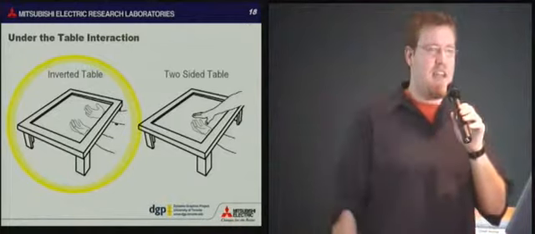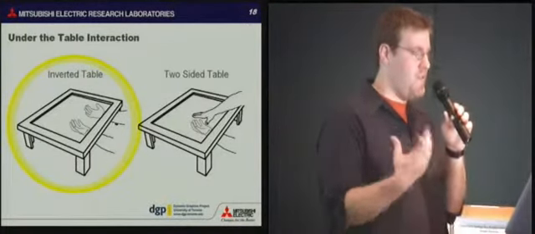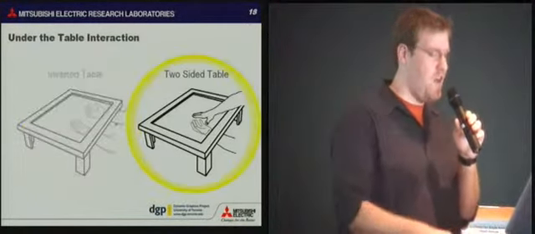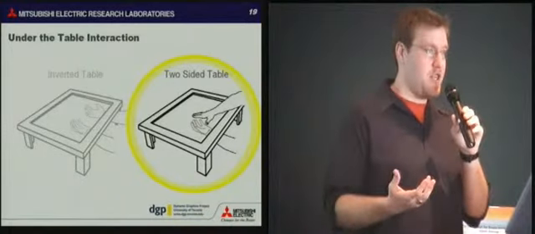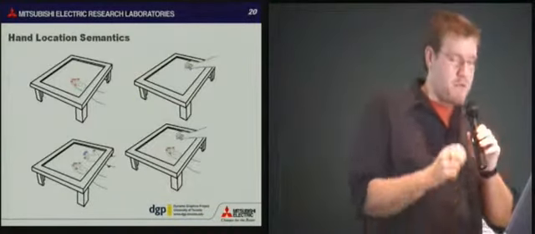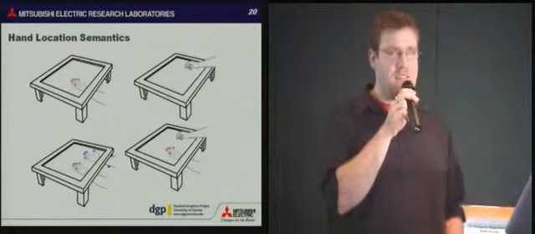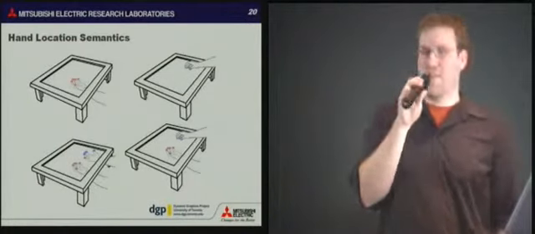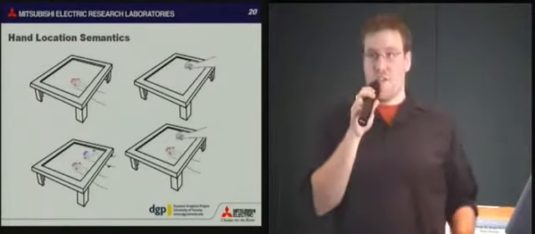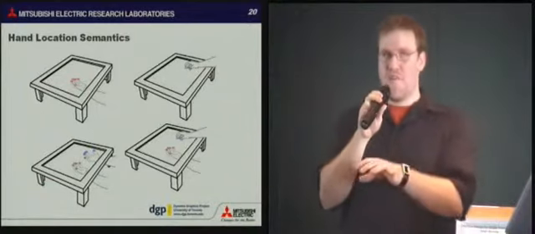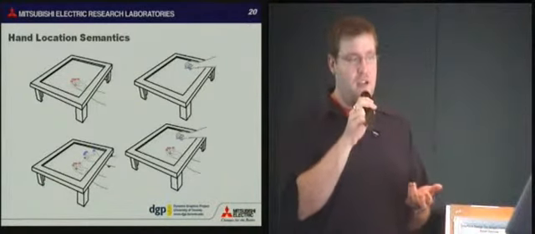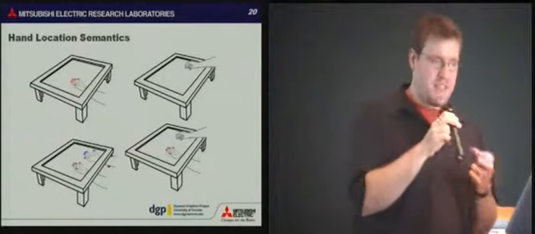Now let's take a look at things that emerge from this platform when we enable the top surface of the table for touch input. First of all, it's important when people are designing for this type of platform to realize that the location of the hands, not just on the particular area of the surface, but also which surface they're touching on, should have an impact on semantics of interaction.